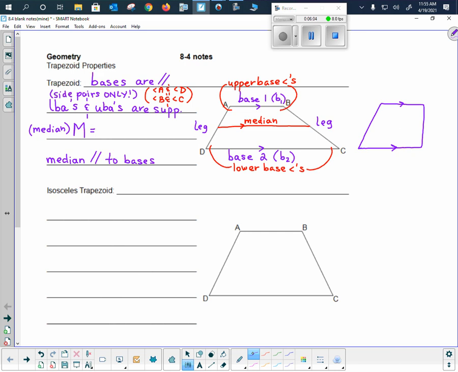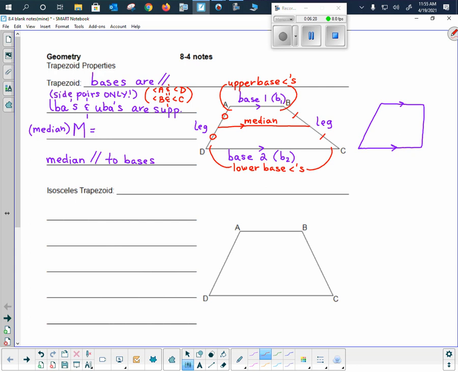Okay, so you know you have a median if either somebody tells you it's a median or you see this in the picture. These two parts being marked the same, right, because it's cutting through that leg, and maybe these two parts marked the same because it's cutting through that leg. So both of those things would tell you that it's a median.